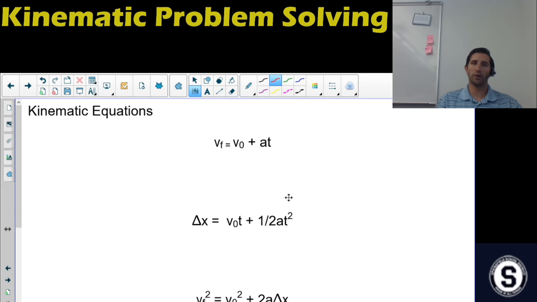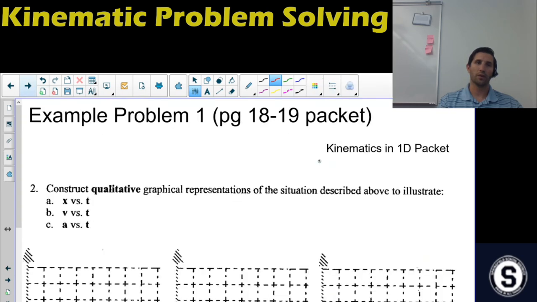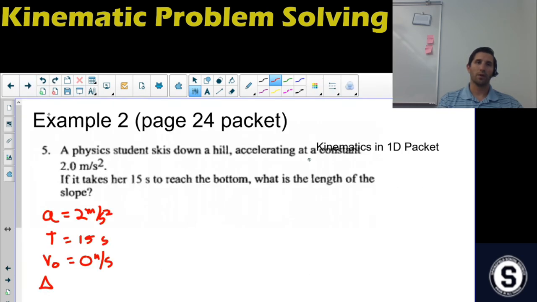When I look at this one, this will work because I'm looking for delta x, I know V0, I know T, and I know A. So I can plug in everything to this equation. So that's what we're going to do. So I'm going to write the equation down. I'm going to write delta x equals V0 T plus 1/2 A T squared.